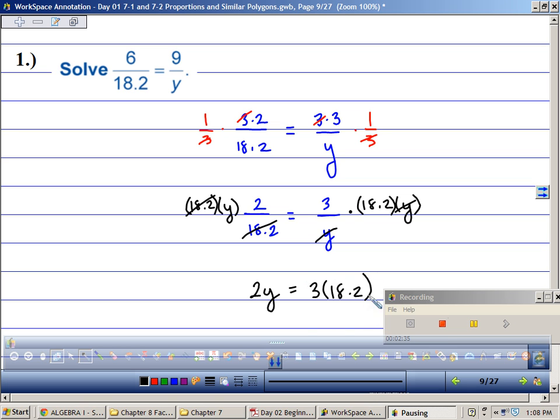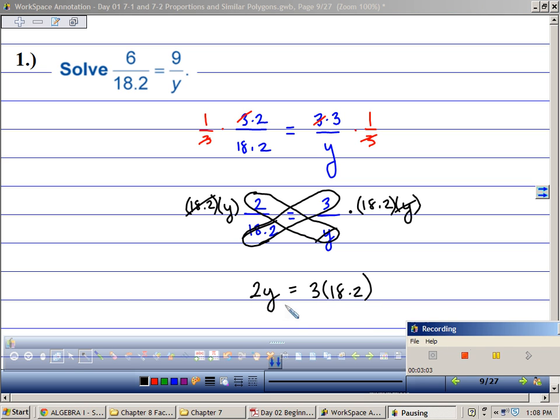The only reason I'm showing you this is so that you understand why. When you cross multiply this way, it's just like saying 3 times 18 2/10. Isn't that what I have here? Yeah. And 2 times y. Isn't that what I have over here? I just want to show you why you can do that. Okay? Now what do I do? How do I solve this?